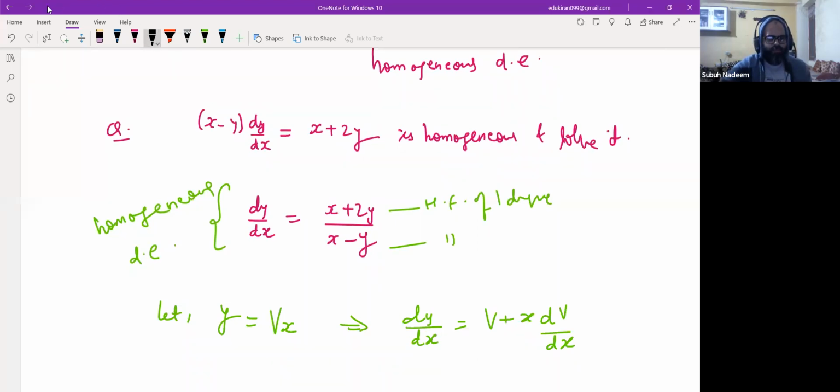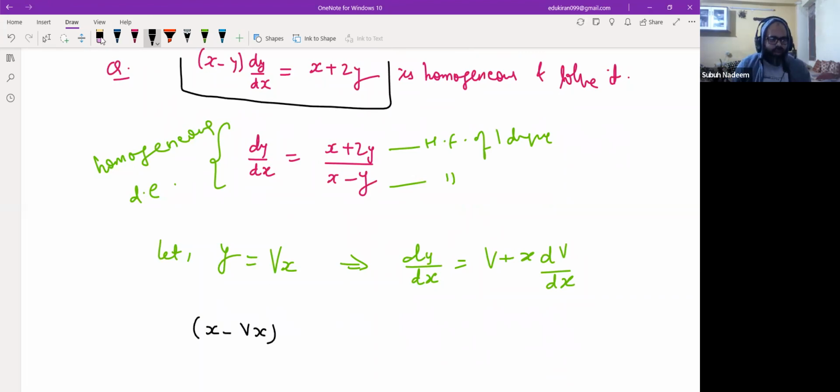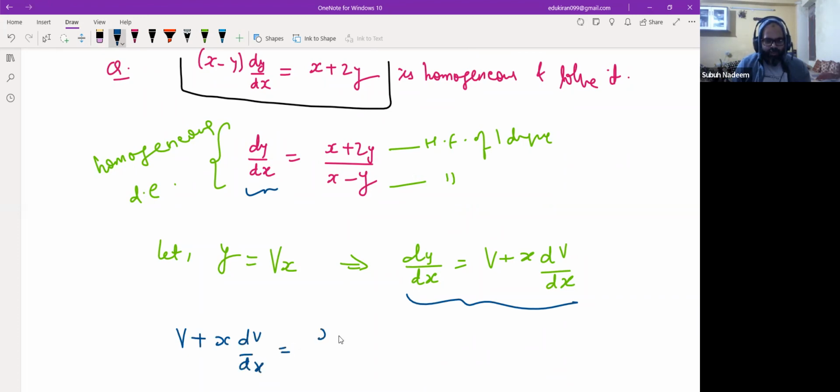Now, after doing this, what we get is: x minus y is x minus vx. Let us take this one where we have reduced it into homogeneous form. So dy by dx will be v plus x dv by dx is equal to x plus 2y, which will be x plus 2vx, over x minus y, which will be x minus vx. So x common, 1 plus 2v by 1 minus v, because x will get cancelled.